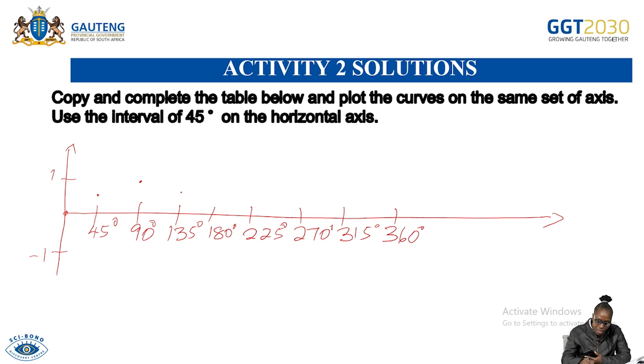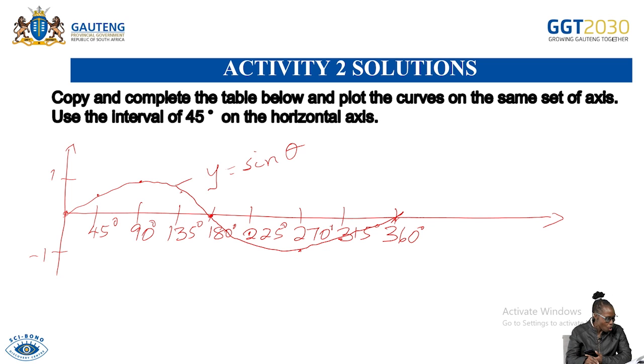Going back to 0 over there, going down, down, up again, and over there. Meaning your curve is moving this way. That is your y equal to sine x, or y equal to sine theta.